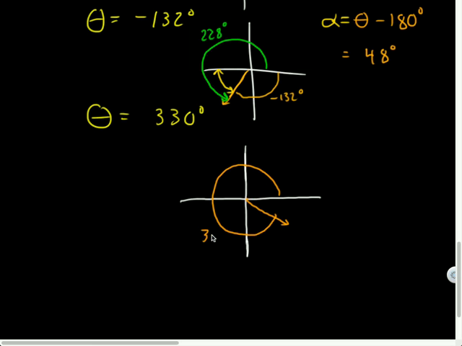So here's 330 degrees, little Pac-Man right there. And the reference angle is this right here. It's not going to the negative x-axis this time. This time it's going there. And so to find alpha, what do you think I could do? 330 minus 180? 360 minus 330. 330 minus 180 would give me this angle. So I'd want 360 minus my theta.